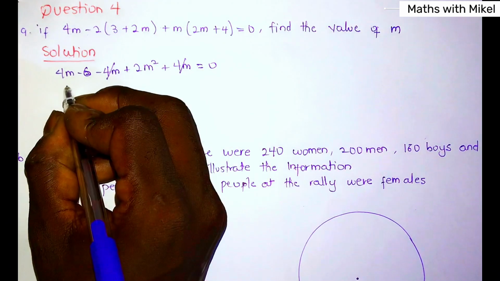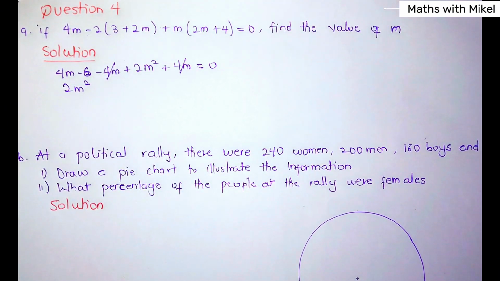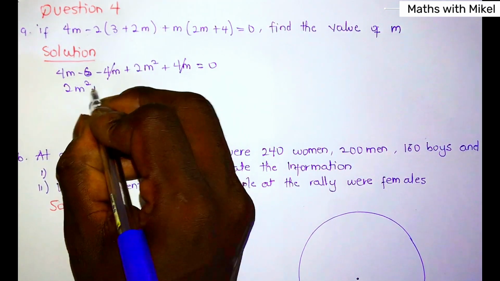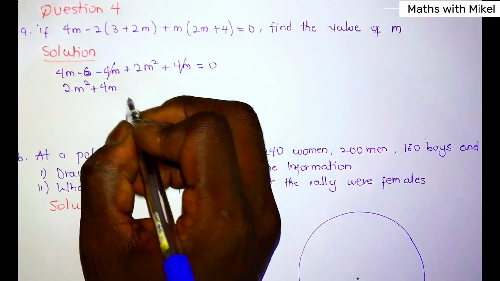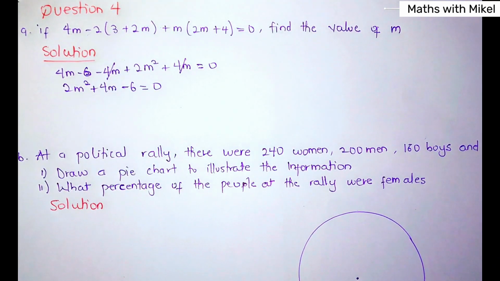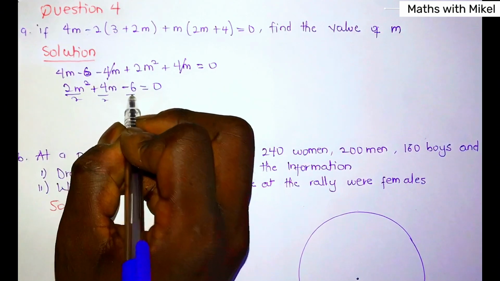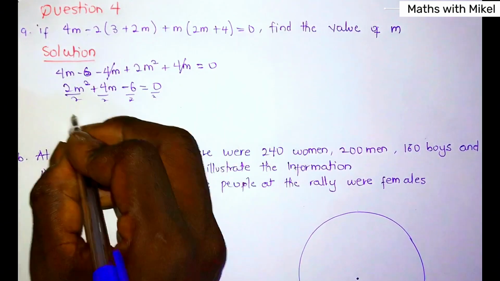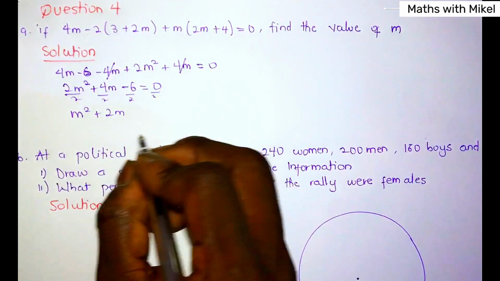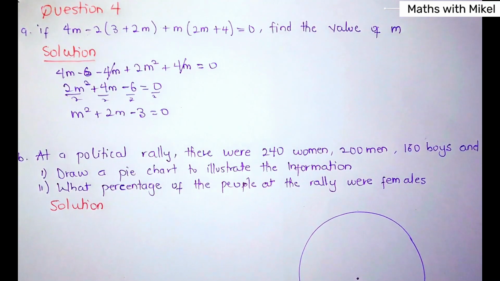Now I'm going to be left with 2m squared plus, so there's another 4m here, so plus 4m minus 6 is equal to 0. If I divide every side by 2, I'm going to get m squared plus 2m minus 3 is equal to 0.